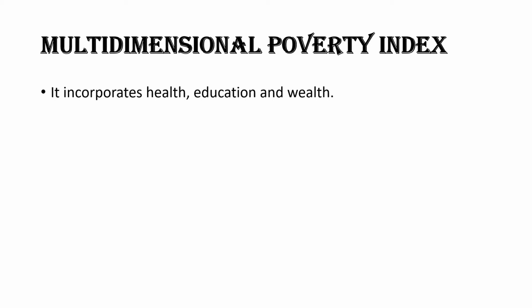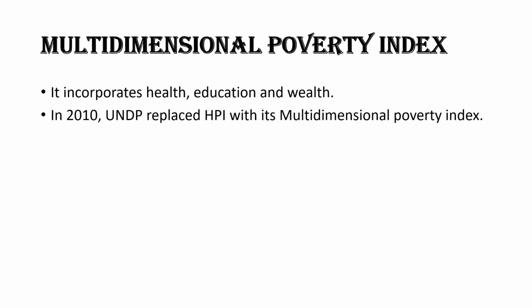The last and most important measurement of poverty is the Multidimensional Poverty Index. The MPI is the most prominent application of the multidimensional poverty measurement. It incorporates the three dimensions at the household level, that is, health, education, and wealth. In 2010, the UNDP replaced the Human Poverty Index with its Multidimensional Poverty Index by building up the index from the household level.